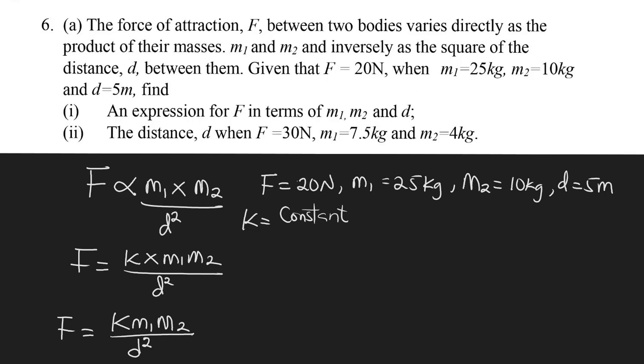Can you see? Now remember that we are given this as our information. So we're going to say, what is our F? This F has been given as 20 Newton. So instead of F, we're going to write 20 Newton. So we have 20 equals, we don't know our K, that's K times, what is our M1? Our M1 here is 25 kg.